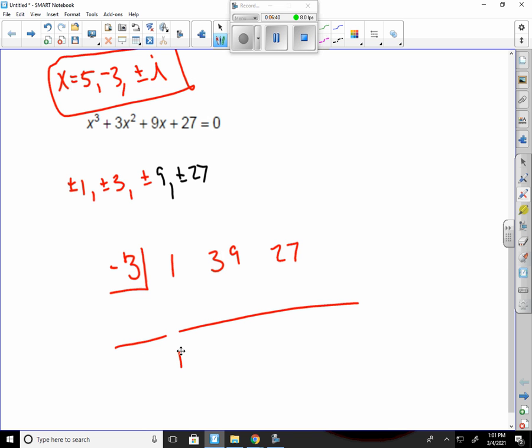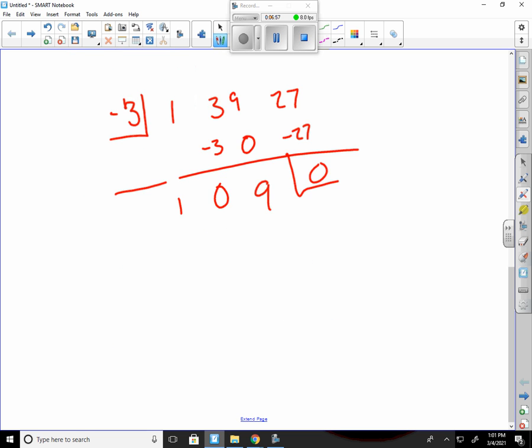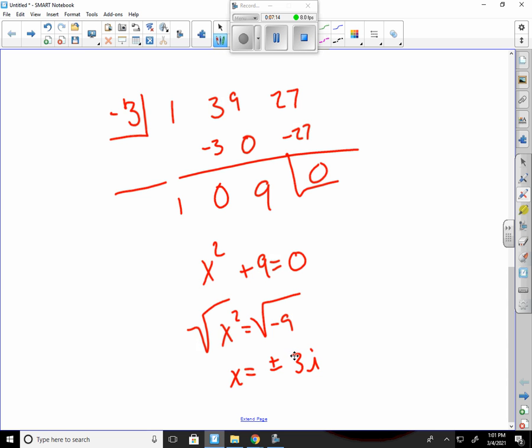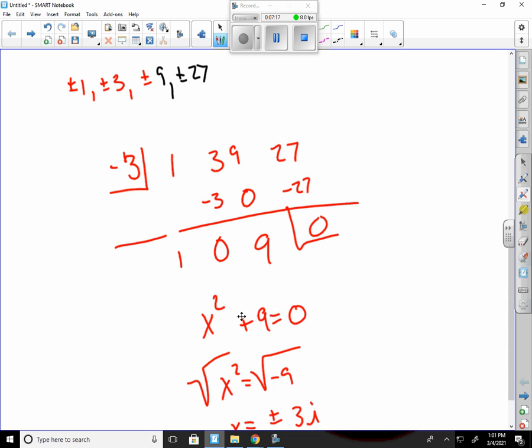Bring down the 1. Negative 3 times 1 is negative 3. 3 minus 3 is 0. Negative 3 times 0 is 0. 9 plus 0 is 9. Negative 3 times 9 is negative 27. That's a 0. X squared plus 0x plus 9 equals 0. Subtract the 9 over, x squared equals negative 9. Take the square root of both sides. X equals plus or minus 3i. Our three roots here are negative 3 and then plus and minus 3i.